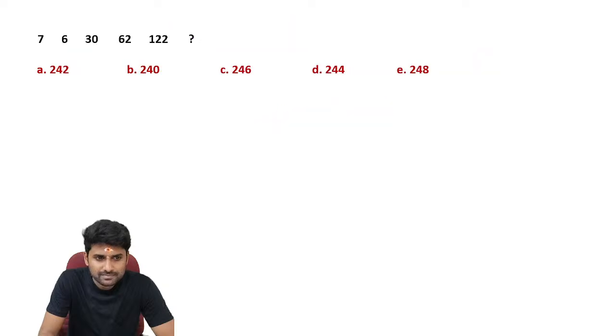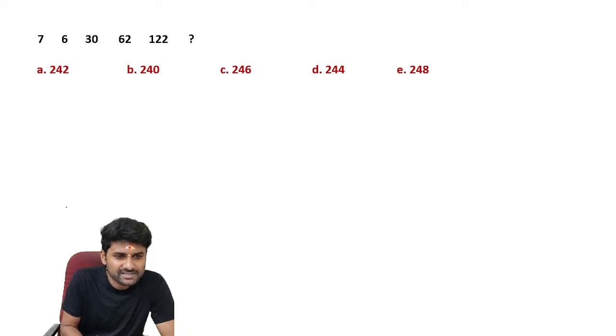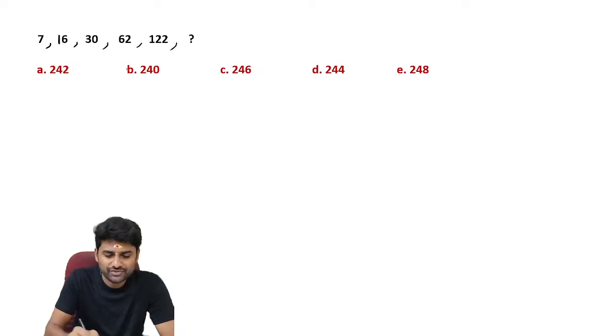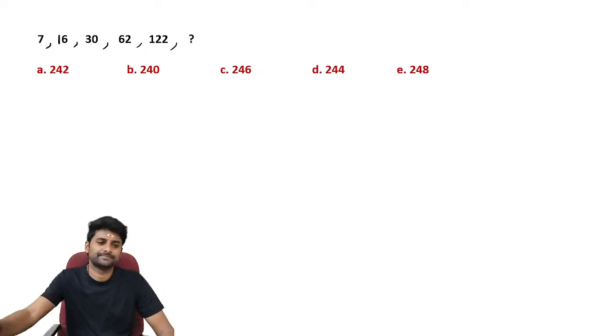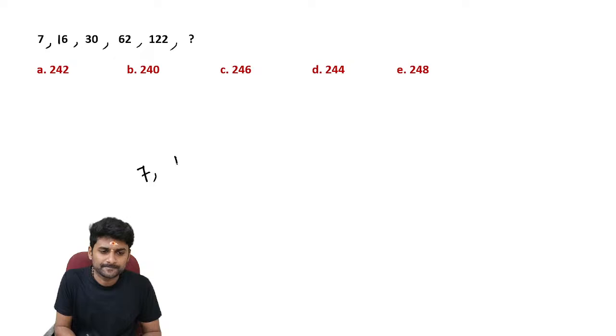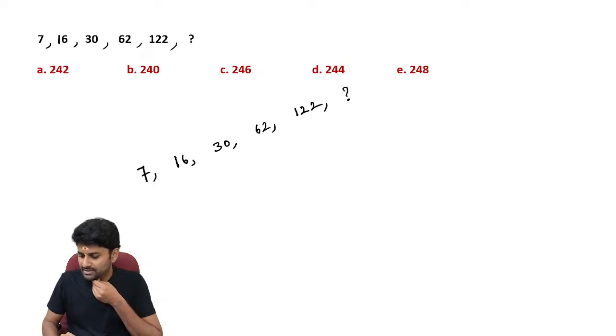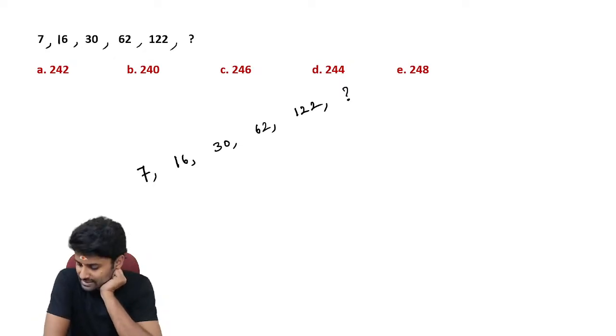Next, let's see this question, question number 3. Here the numbers are 7, 16, 30, 62, 122. What about the next number? Which number should replace the question mark?